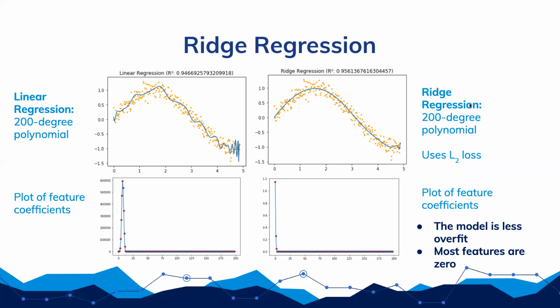But basically here you have a linear regression model and a ridge regression model fit to the exact same input data. But you'll notice that on the right side, it's way less overfit. And if you actually plot the coefficients, most of them on the right side are 0.